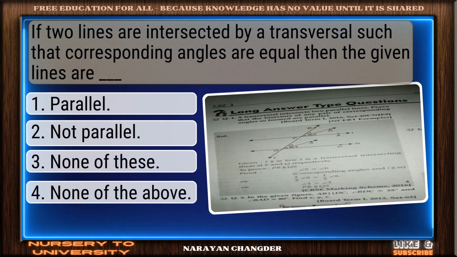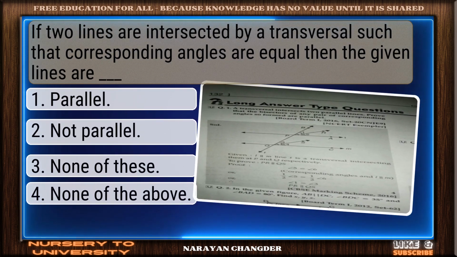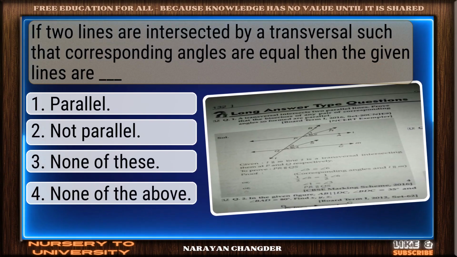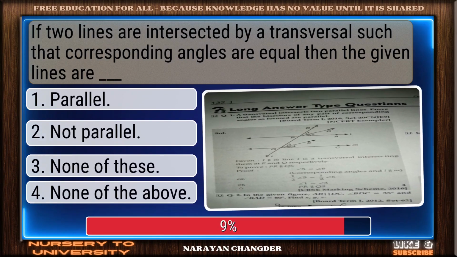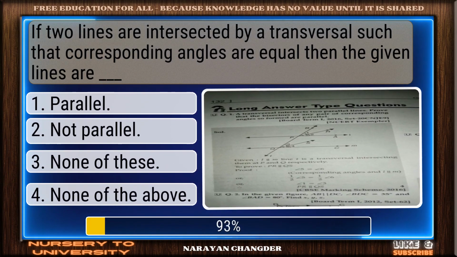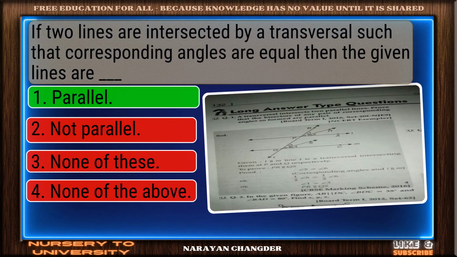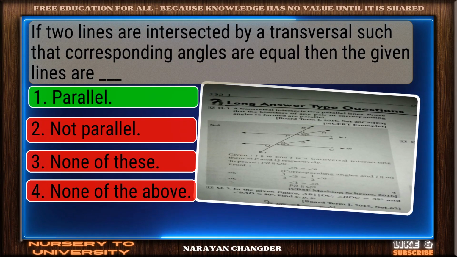Question number 20. If 2 lines are intersected by a transversal such that corresponding angles are equal, then the given lines are dash. Smart pick. Parallel is the correct choice.